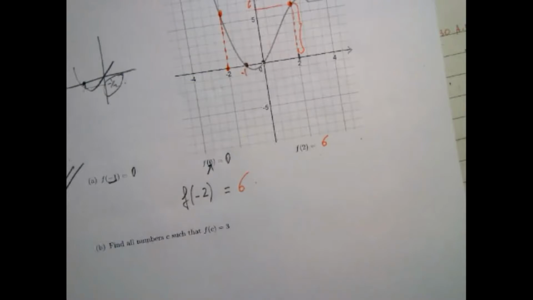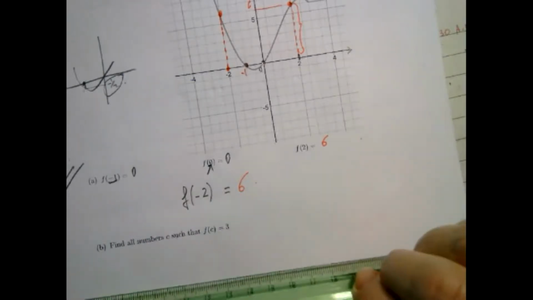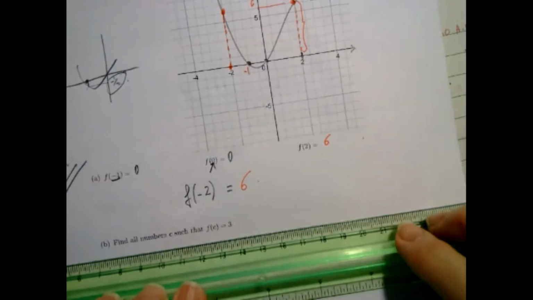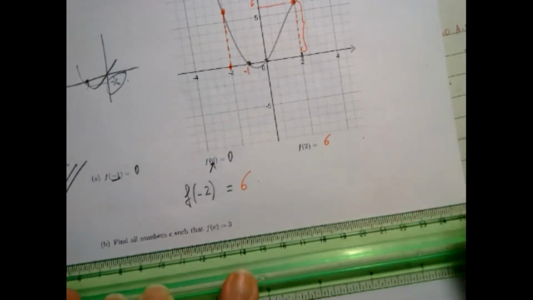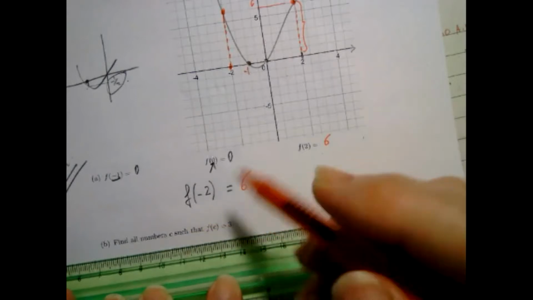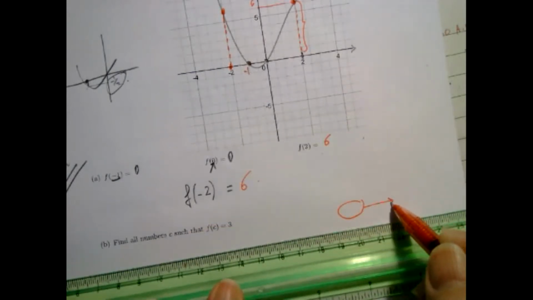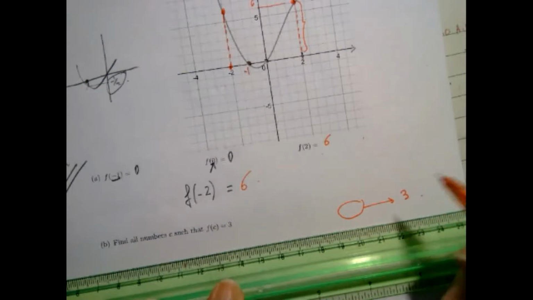What am I asking for? What you have to find. You almost found them anyway. What are you asking for? B. Oh, isn't it finding all the inputs that equal 3? Exactly. Find all the C's such that f of C equals 3. It means I'm looking for what input is giving me an output of 3.